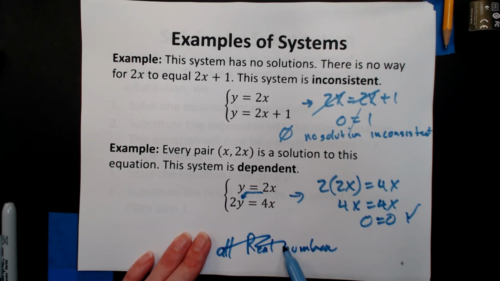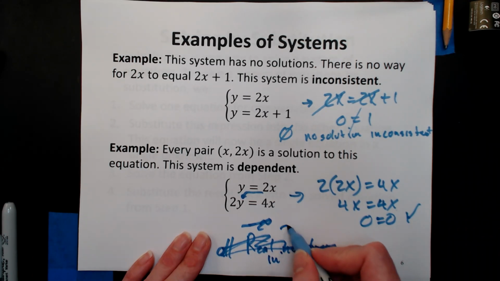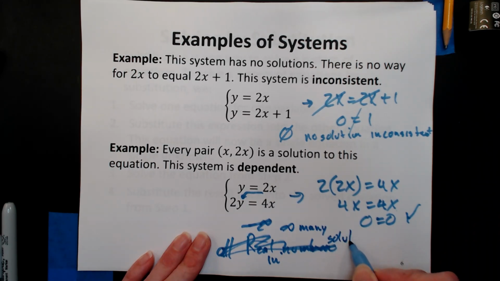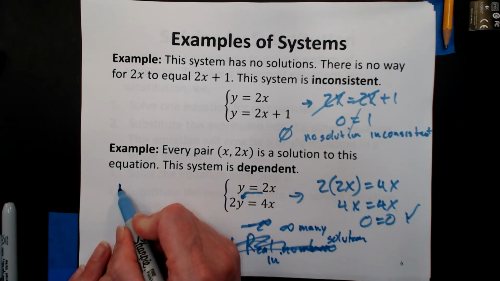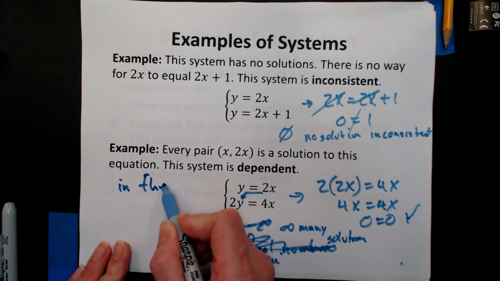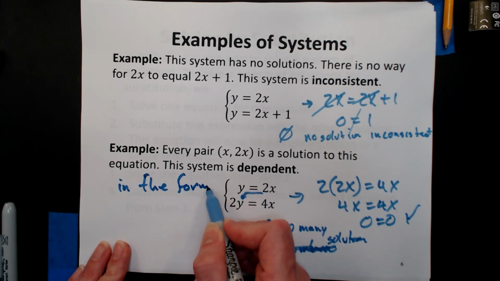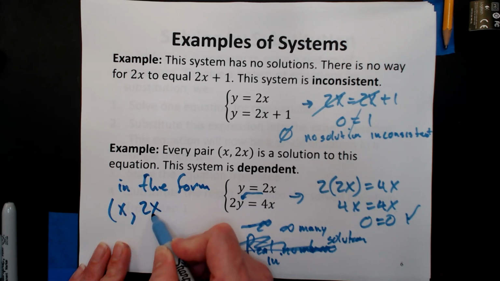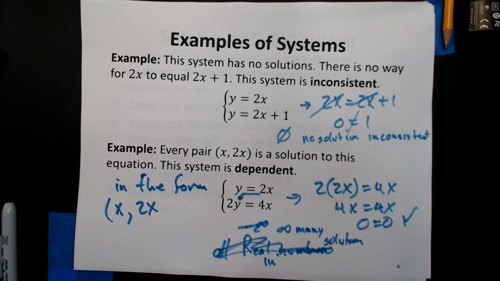I should say not all real numbers. I should just say infinitely many solutions. And they're in the form... And usually you solve for x and say, once I pick x, my y is determined, my y has to be 2x. And you can just do this and solve this.